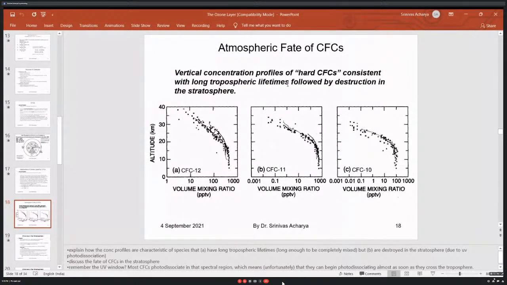Okay, atmospheric fate of chlorofluorocarbons. This is the vertical concentration profile of hard chlorofluorocarbons, consistent with the long stratospheric lifetime. It has a stratospheric lifetime of more than 500 years also. Some have 100 years, some have 500 years. So it has a very long residence time. For that reason, it is very dangerous to the stratospheric ozone layer.